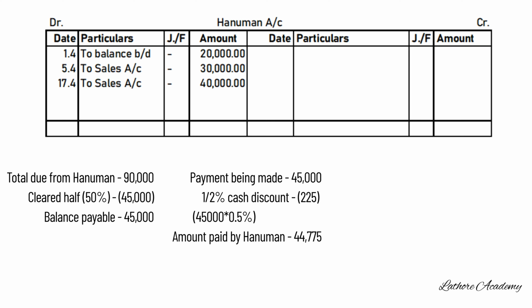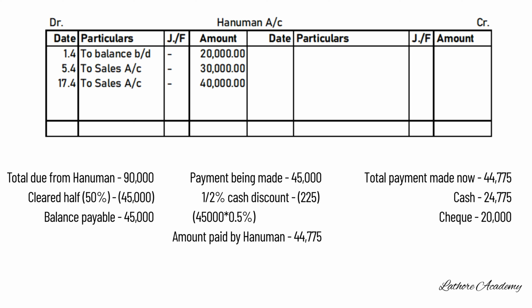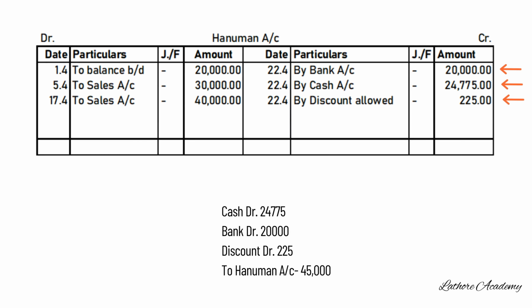So the total payment being made by Hanuman is 44,775, out of which cash is 24,775 and check is 20,000, as given in the question. Accordingly, we have to post it on the credit side of the Hanuman account: by bank account 20,000, by cash account 24,775, and by discount allowed 225.